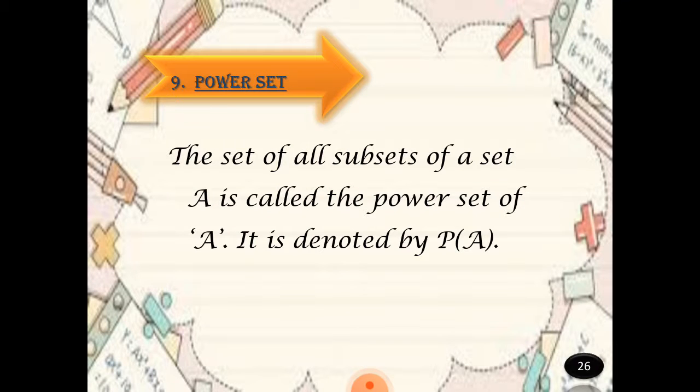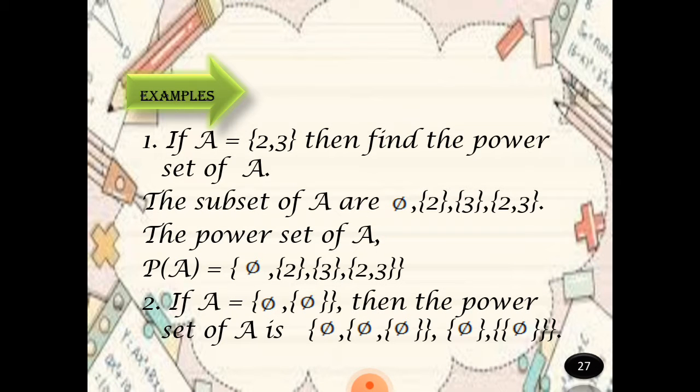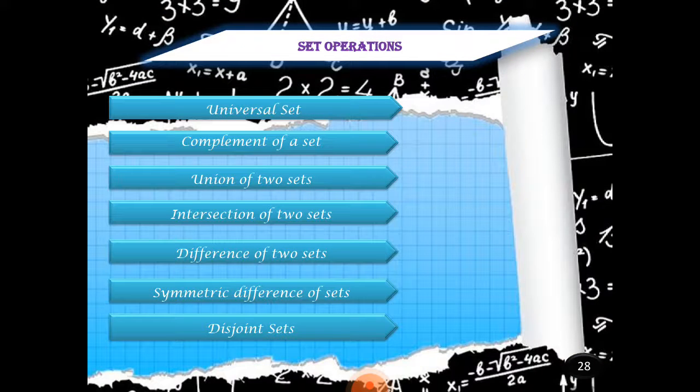Then let's see what is a power set. Power set is denoted by P of A. The set of all subsets of a set A is called the power set of A. Here I have inserted the example for that. Then let's see some of the set operations. First one is universal set, complement of a set, union of two sets, intersection of two sets, difference of two sets, symmetric difference of sets, disjoint sets. Let's see one by one.